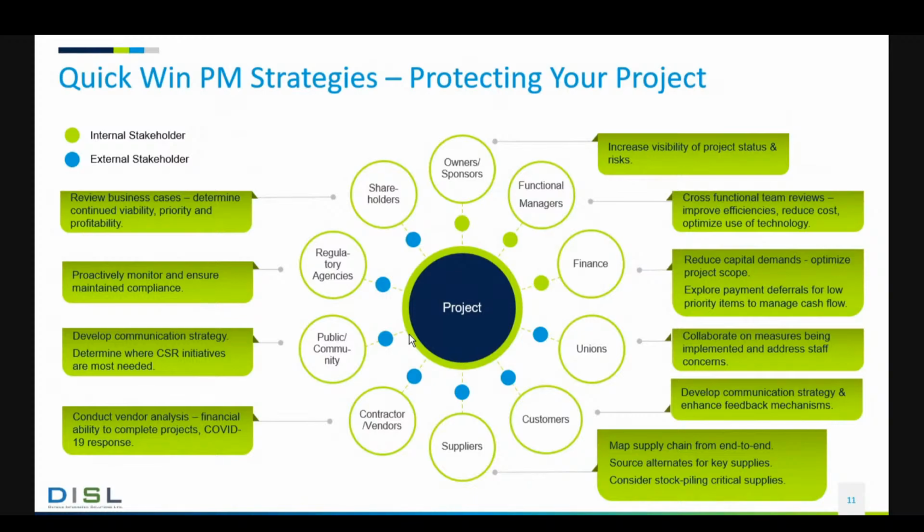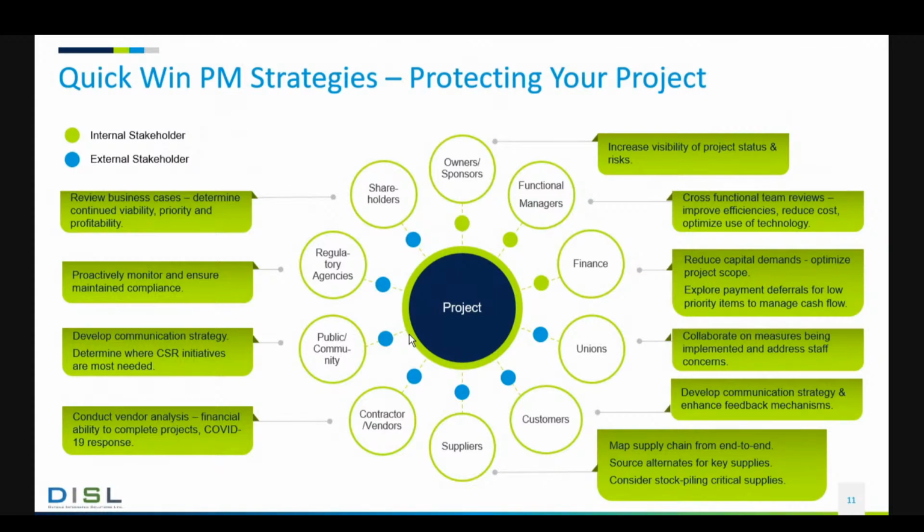With your suppliers, you want to map your supply chain from end to end. So within this, you're looking at, again, risk management. With your key suppliers, you want to look at what alternates you may have in order to maintain those key supplies that you need within your project. And where it comes to critical supplies, you may even want to go a step further than just looking at alternate suppliers, and look at possibly stockpiling those critical supplies that you must have in order to keep in business. So if there's any disruption to your supply chain, you still can continue to manage and possibly weather out that disruption.